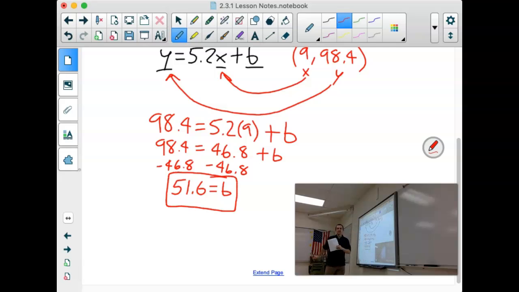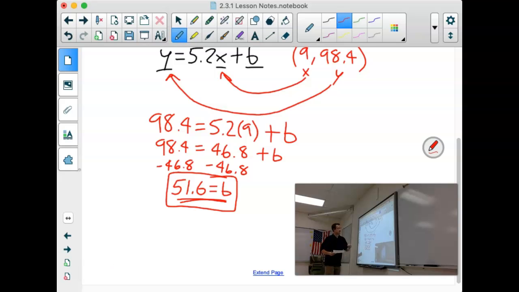Almost like magic, but it's not, because it's algebra. So this is exactly the right answer, 51.6. We found that using our table, and we just found it using algebra by just knowing the slope and knowing one point that is on our line. So we know one point and we know the slope, we can plug it into that equation of our line, which is y equals mx plus b, to figure that out.